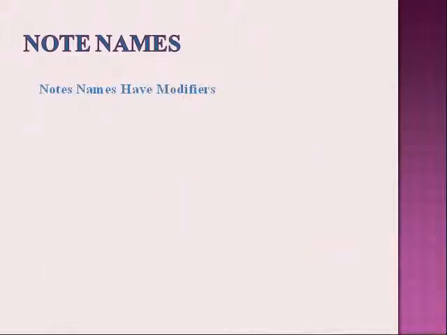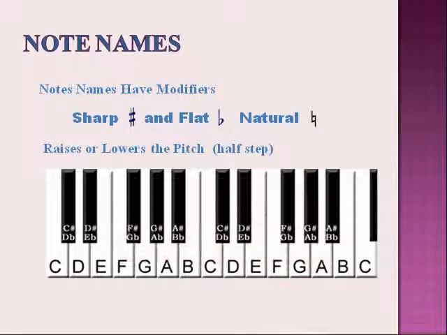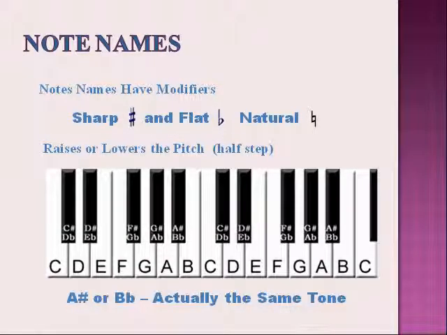Notes have name modifiers called sharp, flat, and natural. The standard note names get raised or lowered by what are known as half steps. They add the title of sharp or flat to their names, as in A sharp or B flat. This note actually has 2 names. The natural sign means to bring that note back to its original name or to remove the sharp or flat title.